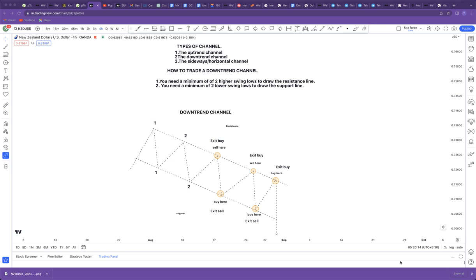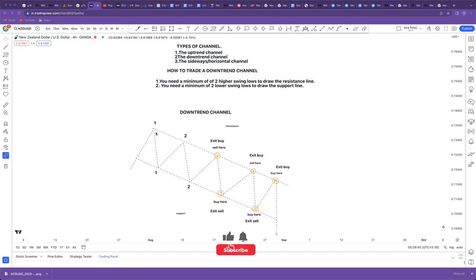Okay, so now we are done with the uptrend channel and we are now on the downtrend channel. In the downtrend channel, you need a minimum of 2 higher swing lows to draw the resistance level, and also a minimum of 2 lower swing lows to draw the support line. So this is the resistance line and this is the support line.